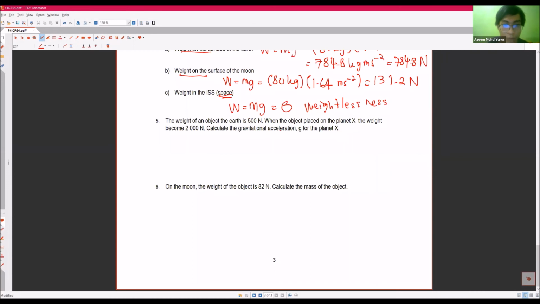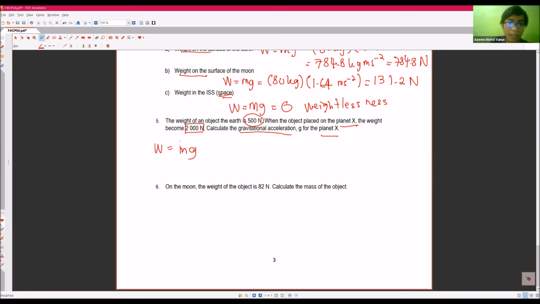Okay, let's see number 5. The weight of an object on the Earth is 500 Newton. When the object is placed on planet X, the weight becomes 2000 Newton. Calculate the gravitational acceleration G for planet X. So let's see what we need here. We need the G for planet X, but we don't know the G yet. But what we can do here, since it's given us the weight on the Earth, we also know the value of G of the Earth, right?